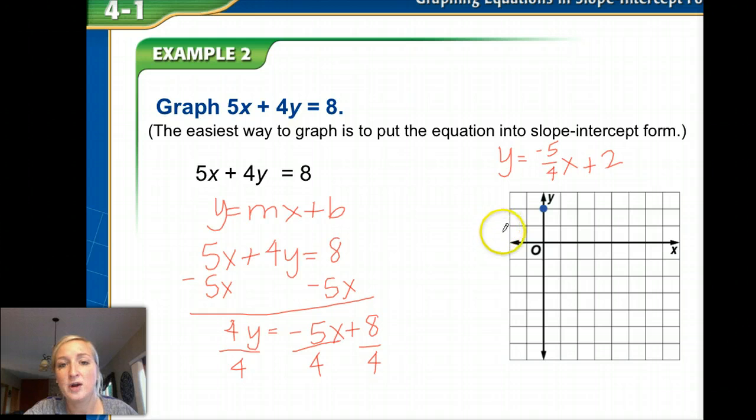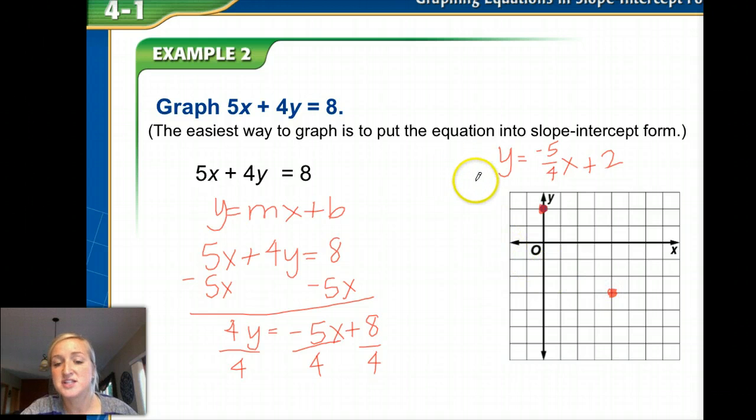So again, when you're graphing, you're always going to start with your y-intercept. My y-intercept is positive 2. Where does it go through the y-axis? At positive 2. Now my slope is down 5 and over 4, my rise over run. But because it's negative, I'm going to go down 1, 2, 3, 4, 5 and over 1, 2, 3, 4 and make my second dot.